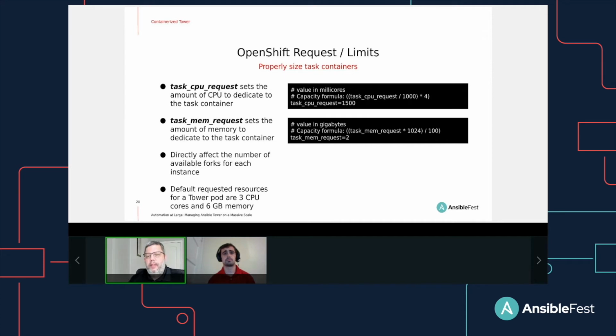the Tower installation. By increasing these values, you directly impact the guaranteed CPU and memory resources that are allocated to the Tower pod, thus impacting the number of forks that are available for that Tower instance to use when you look at the instance group slider, as Nick showed earlier. By default, Tower requires 3 CPU cores and 6 gigs of memory for each pod that is being run.